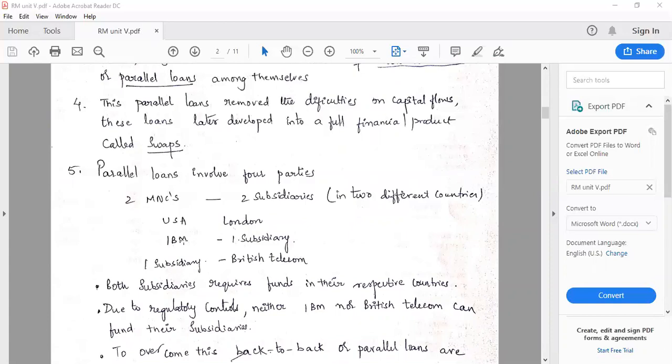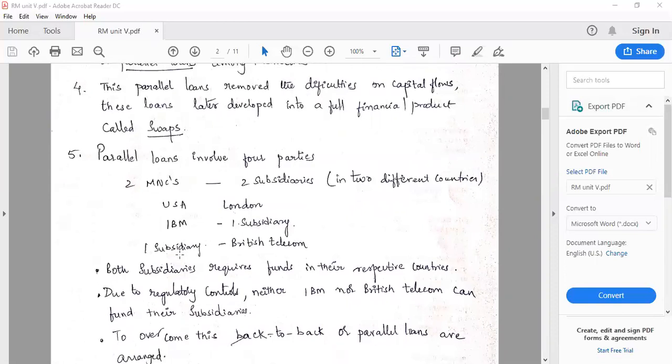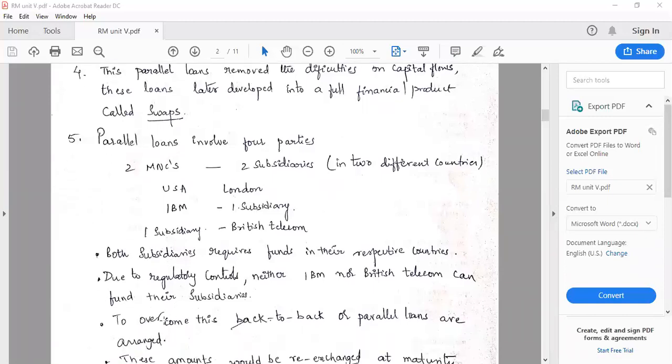Now if the subsidiary of IBM in London wants funds, it will tie up with British Telecom. Likewise, if the subsidiary in the USA wants to raise money or move capital, it will tie up with the company in the USA. So they share parallel loans or back-to-back loans among themselves. They won't move funds from one country to another. The funds won't cross the borders, right? Within the country itself, they arrange their capital requirements. That is nothing but parallel loans or back-to-back loans.